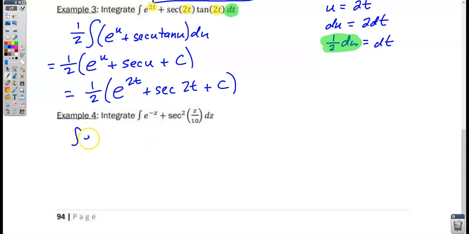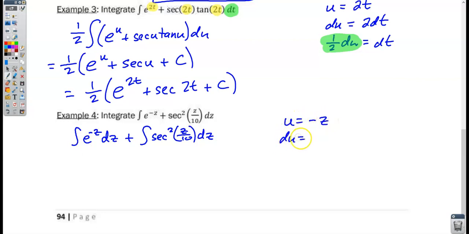And so I can convert this into the integral of e to the negative z dz plus the integral of secant squared of z over 10 dz. And then I can use two separate substitutions for these integrals. For the first one, I want to use u equals negative z. So then du is negative dz, and I can replace dz with a negative du. So this turns that integral into negative e to the u du.